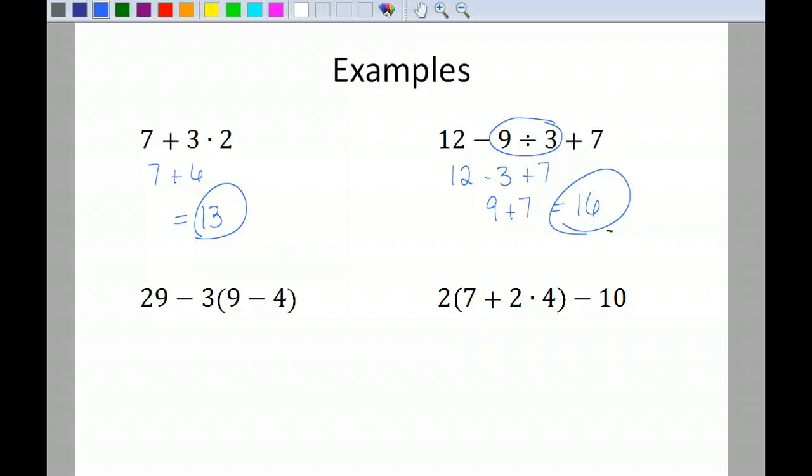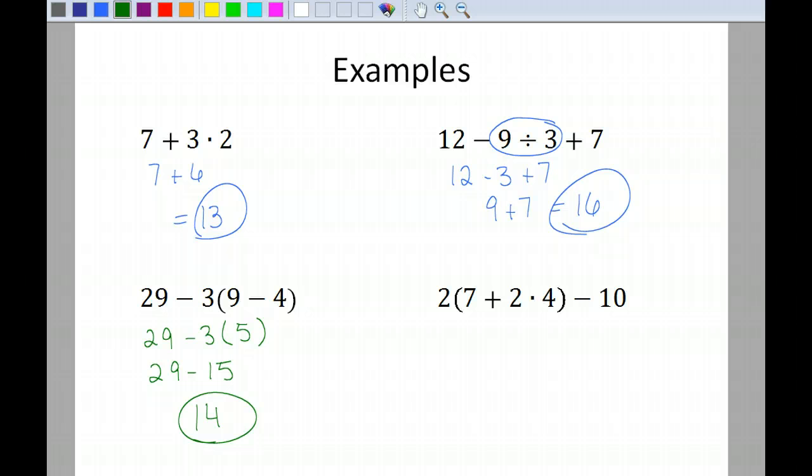Now I want you to hit pause. I want you to work these last two, and then I want you to turn the computer back on and check your answer. Okay, now let's look and see how you got started. I have 9 minus 4 gives me 5, so now I have 29 minus 3 times 5, which is 29 minus 15. 29 minus 15 gives me 14. It's my final answer.